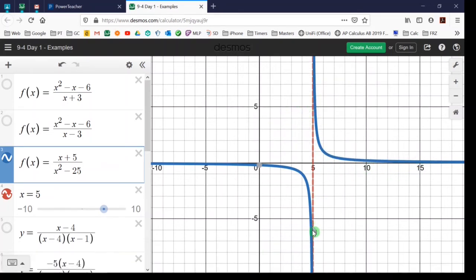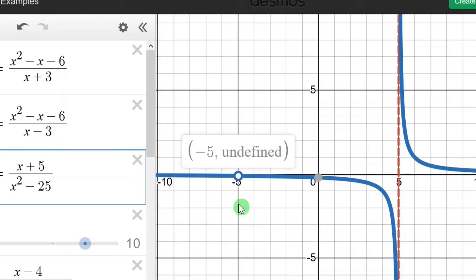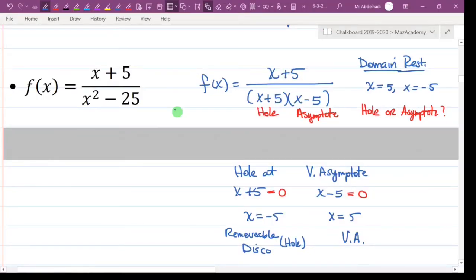How about on this side here? Nothing, everything's good, everything's cool. Except when we get to negative 5, there it goes, negative 5 comma undefined. Why? Because if you plug in negative 5, you get a problem. But it's not a big problem, it's a removable problem, so it's just a small hole rather than a big asymptote. Now we're going to construct a couple of functions.